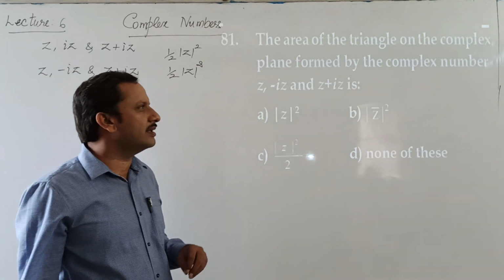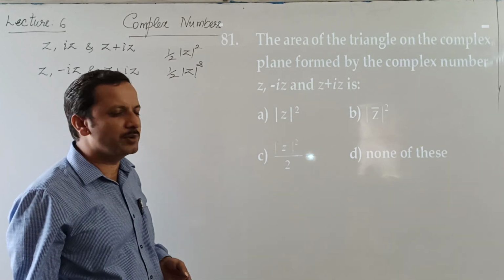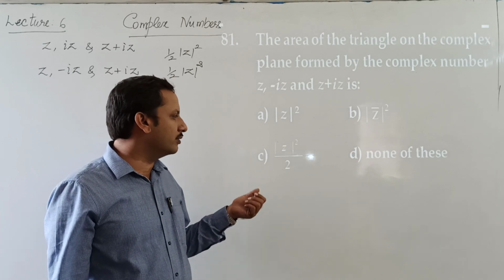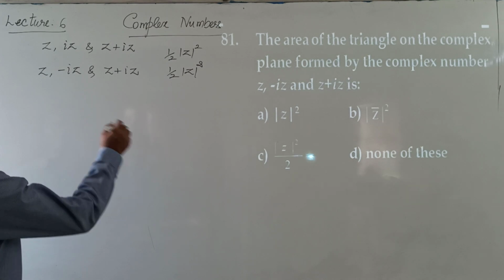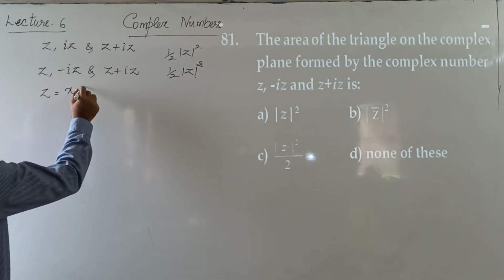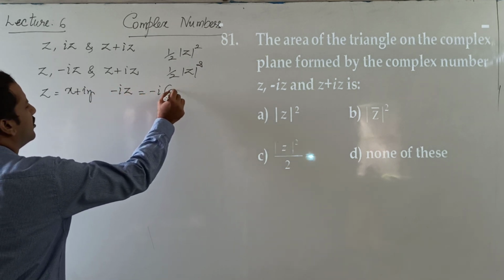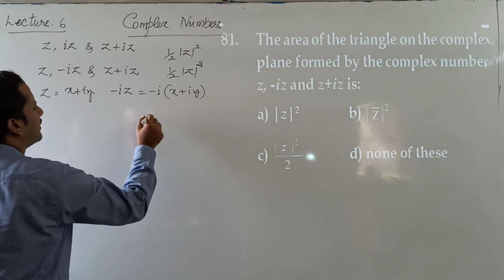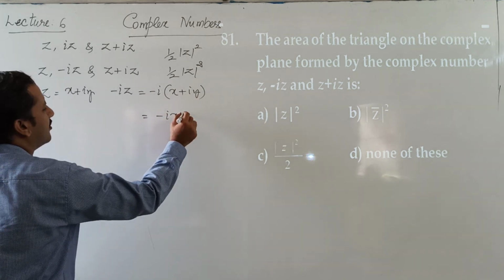But in the exam, in any of the competitive exams, be it CAT or mains, you will not have that much time to prove this result. You better remember this as a formula. But here now I will give you z is equal to x + iy. Then I want minus iz, right? Minus i into (x + iy). That's equal to minus ix minus i square y, which is minus ix + y.